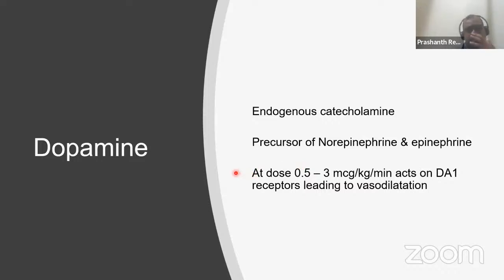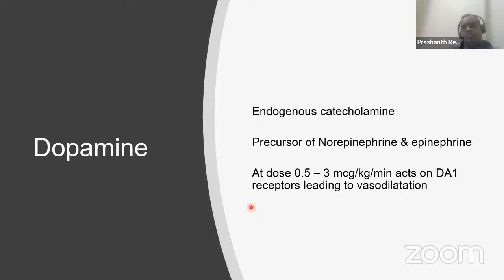Coming to individual agents, dopamine, as I told you, is an endogenous catecholamine agent, and it is a precursor of norepinephrine and epinephrine. It has action on different receptors. Apart from the beta and alpha receptors, it also has action on dopamine receptors, DA1 and DA2 receptors. This action happens at lower doses, that is at doses of 0.5 to 3 microgram per kg per minute. It acts on the dopamine receptors, leading to vasodilatation, especially splanchnic and renal vasodilatation.